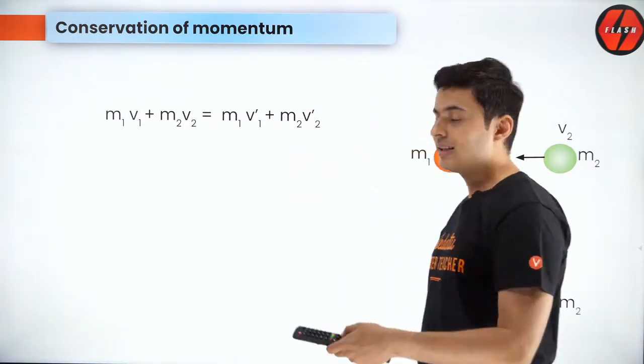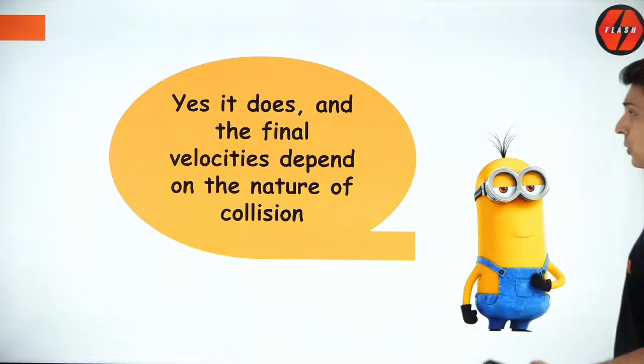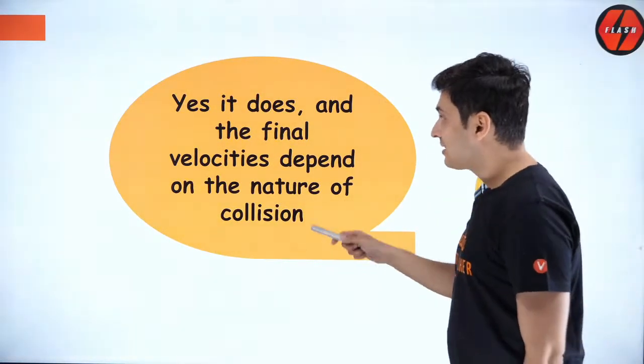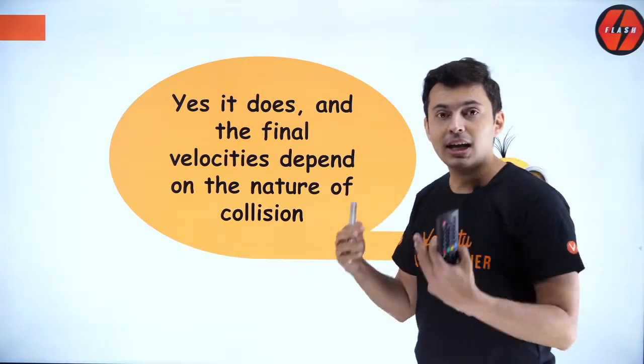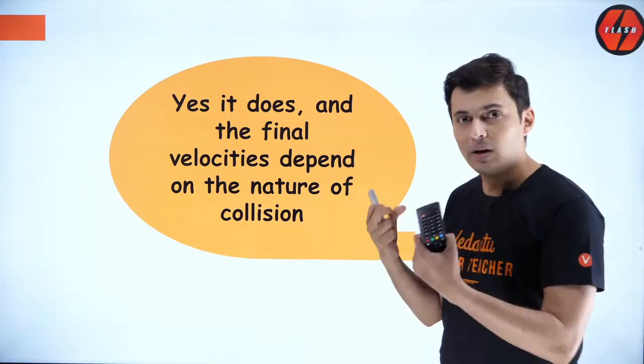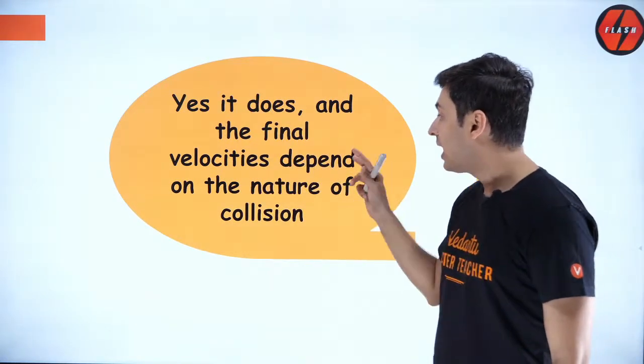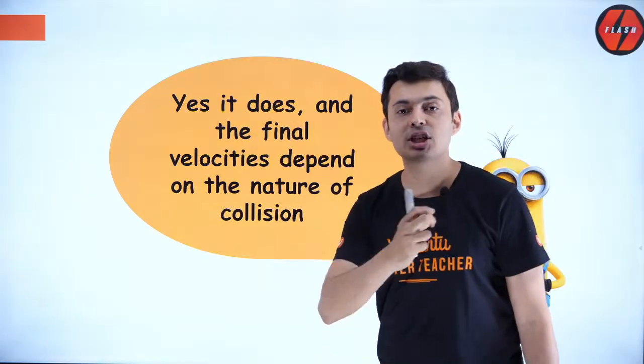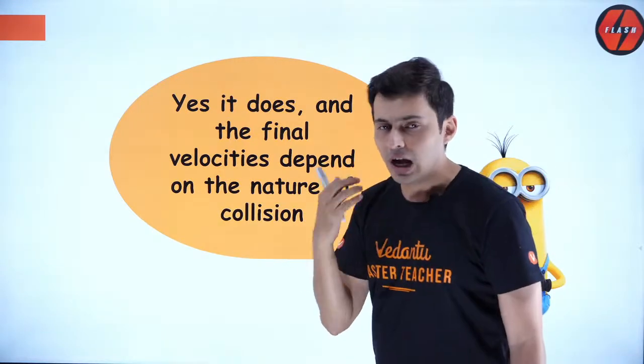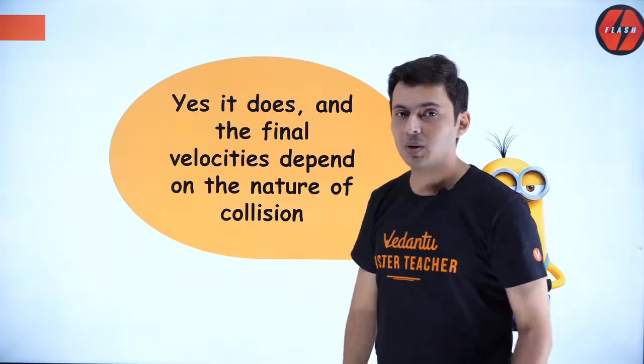So that is what today's lecture is all about. So the energy matters, and only when you know the energy factor in, or you somehow take it into account, only then you can find the final velocities. And that depends on the nature of collision. So how to solve these problems? That's what we are going to get to now.